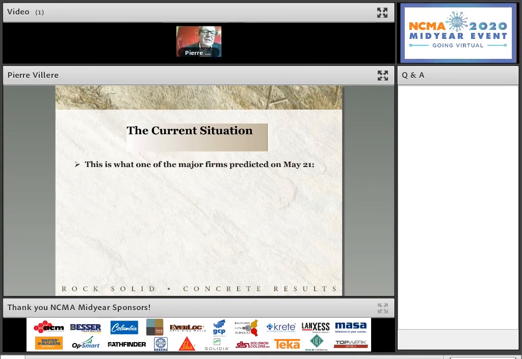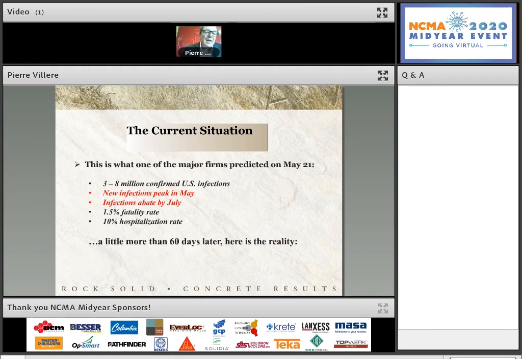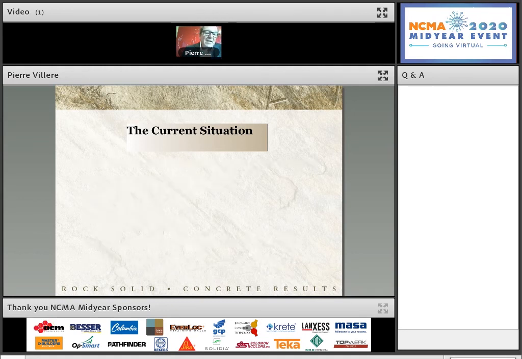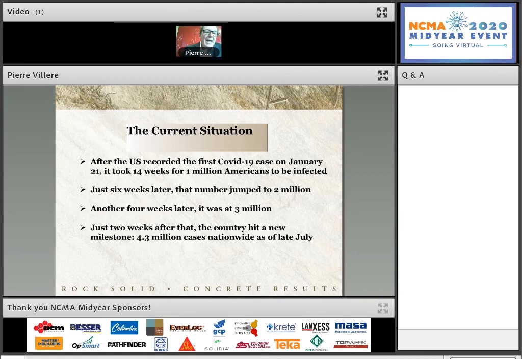This is what one of the major firms predicted on May 21st. There would be 3 to 8 million confirmed U.S. infections. New infections would peak in May. Infections would abate by July. We know that is not the case. And we would have a 1.5% fatality rate and a 10% hospitalization rate. And a little more than 60 days later, here is the reality.